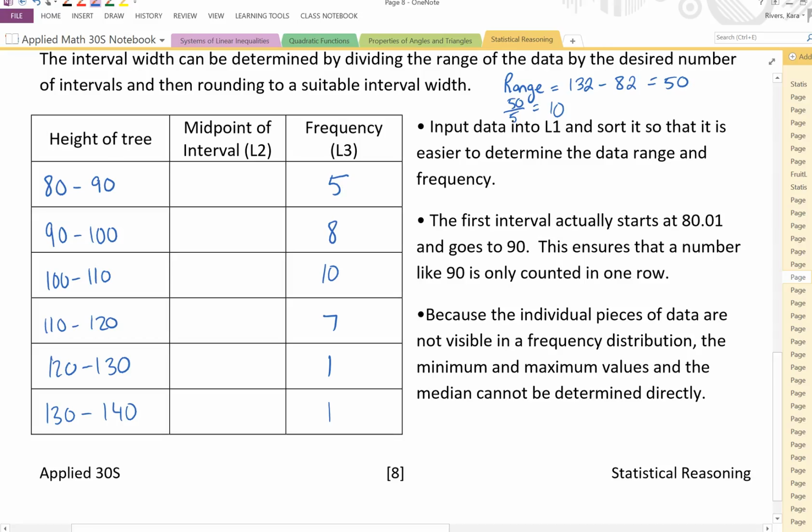Now you can see there's a middle part of our table that I haven't filled out, and that's the midpoint, because when you graph this, you can't graph an interval, so we need a value that's going to represent that interval. And the best way to represent the interval from 80 to 90 would be 85, because that's the midpoint. Between 90 and 100, 95, and so on. Okay, so that's what we're putting in here. I'll just finish that first.